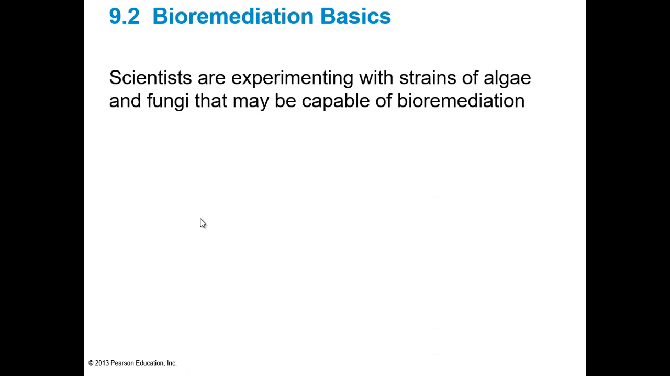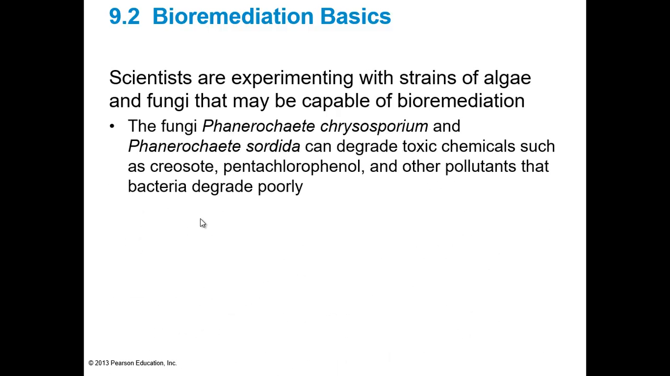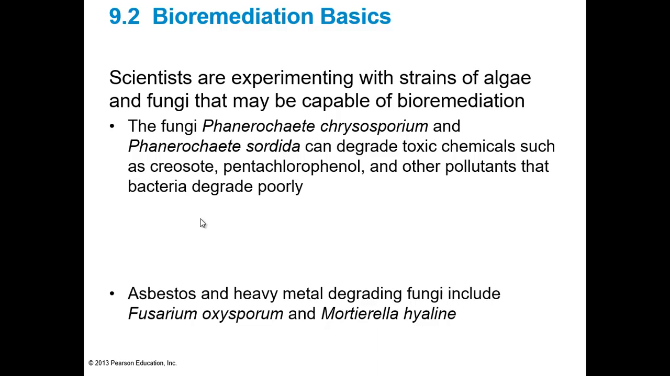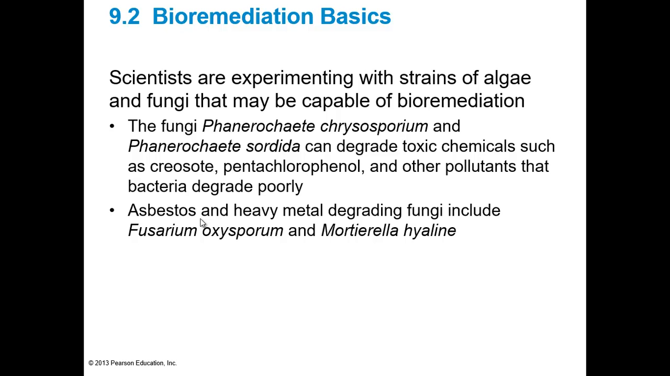Okay, you can also use algae and fungi. Phanerochaete chrysosporium and Phanerochaete sordida are associated with wood chemicals, and they will degrade creosote, pentachlorophenol, and other pollutants where bacteria cannot degrade these. Asbestos and heavy metal degrading fungi include Fusarium oxysporum and Mortierella hyalina.